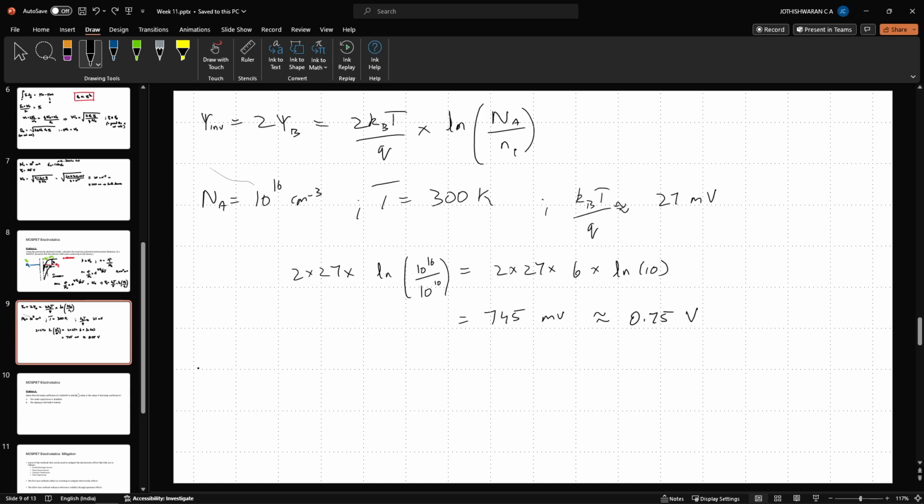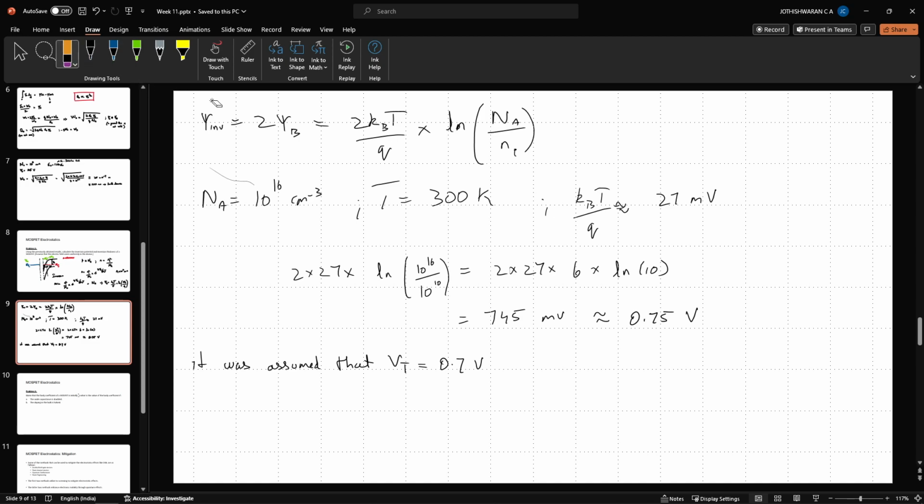We always assumed that VT is equal to 0.7 volts in our previous week's problems. So now you can see that that value also is in the right ballpark. So through this explicit evaluation, we have seen that it comes out to be approximately 0.75.